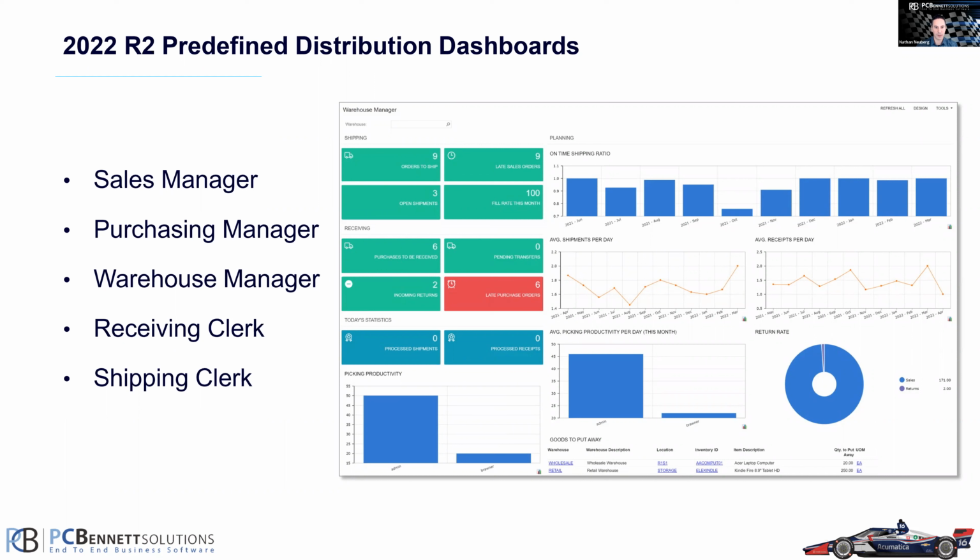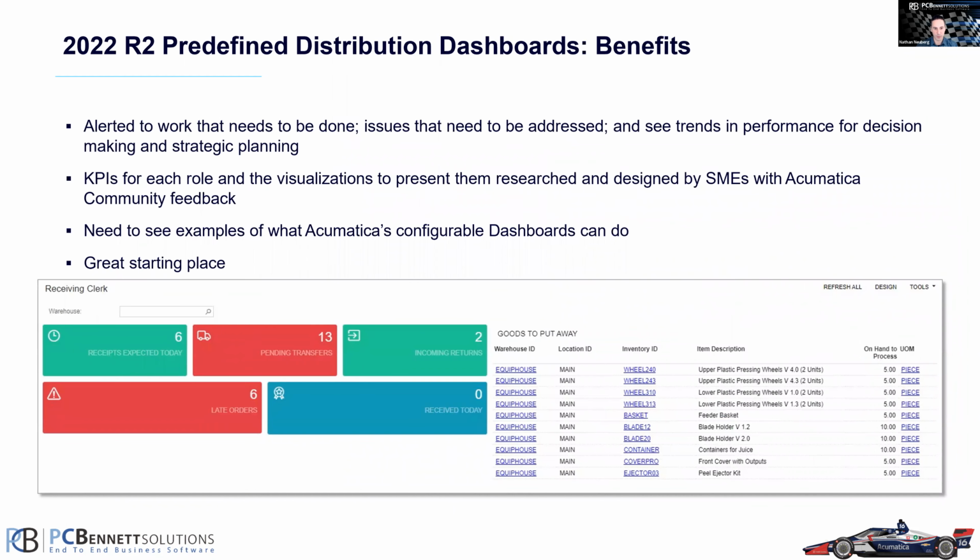We've got the warehouse manager dashboard, which gives us our fill rate and on-time shipping, as well as warehouse and picking productivity. We've got the shipping clerk and receiving clerk dashboards, which give great visibility to users filling those roles. Some of the benefits of having these dashboards: you can be alerted of to-dos, things that need attention, stay on top of your performance, and get all that information boiled down to an easily digestible view, all in one place. And again, these out-of-the-box ones are just a great starting place for ideas that can definitely improve your business processes.